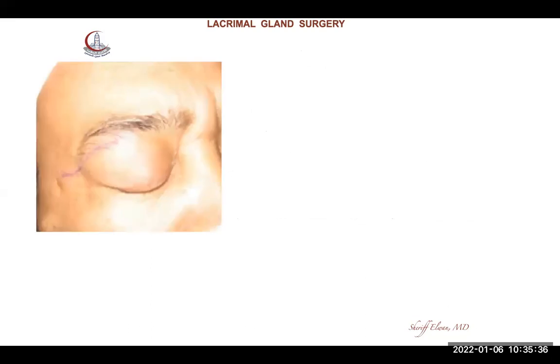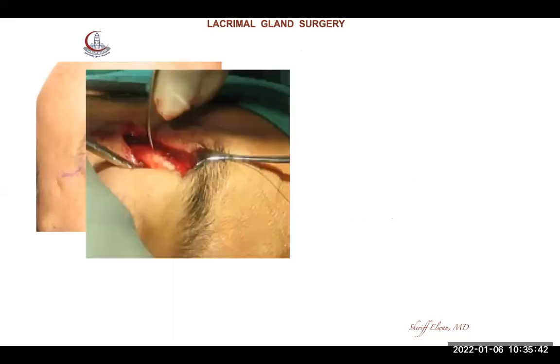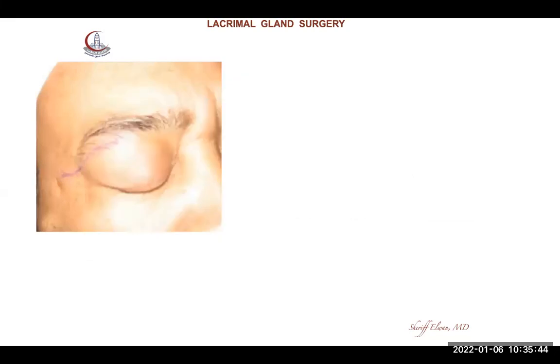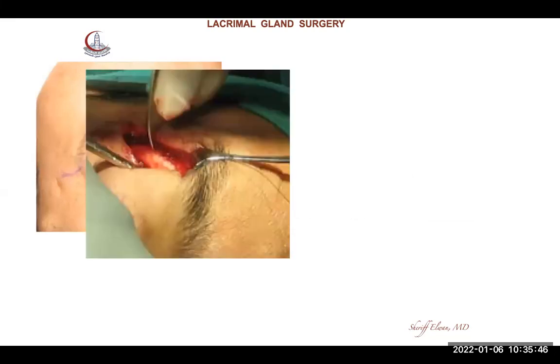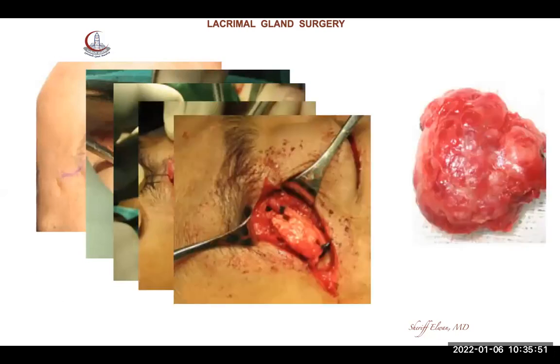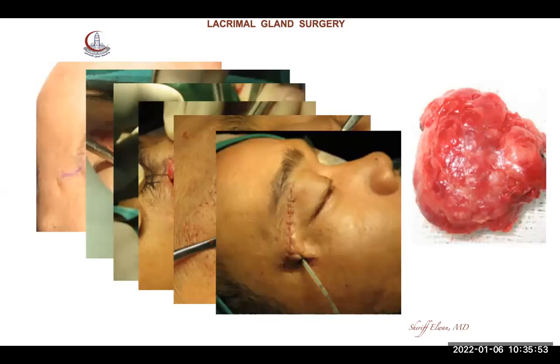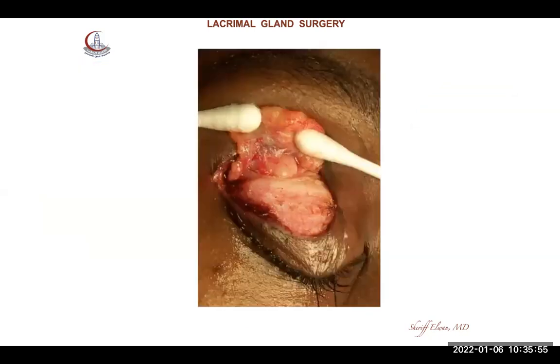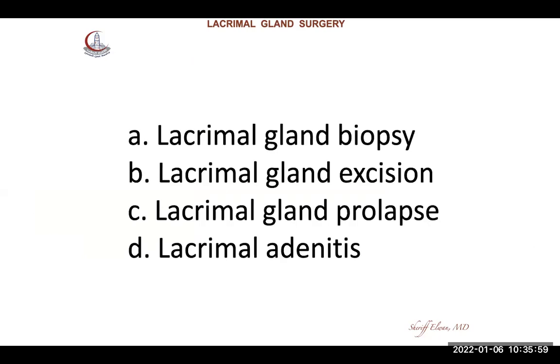These are presentations of the different stages of approach to lacrimal gland and excision. The lazy S, as you can see, this is the lazy S incision, and then exposure of the periosteum, opening the periosteum, taking the gland out, cauterizing it, and finally closing the skin. This is the lacrimal gland when it is taken out from the incision.